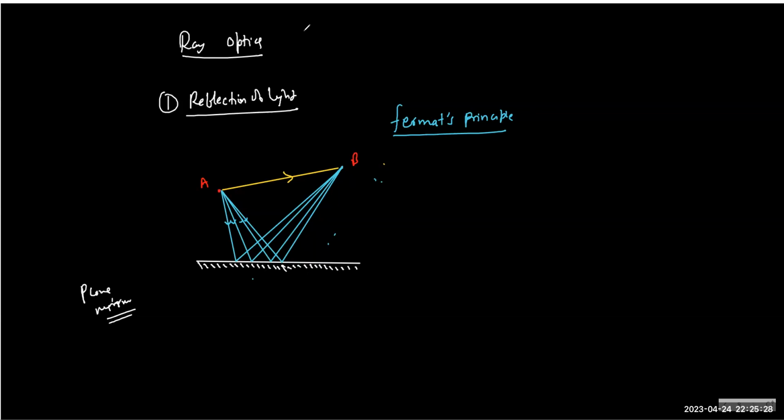So when you draw a line in which I and R are equal, light by default follows that path. And we can prove it by calculus, or maybe by the Huygens principle. So let's say we don't know this. Light is coming like this and going like this, and I want to prove that I equals R. So what I'll do is drop a perpendicular from here.